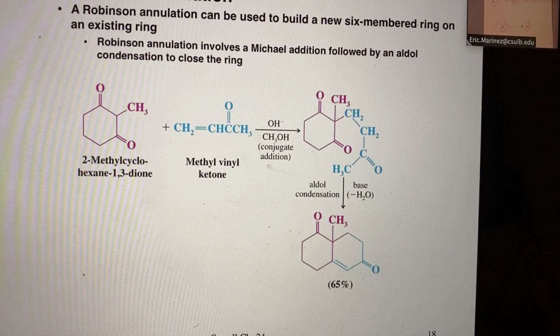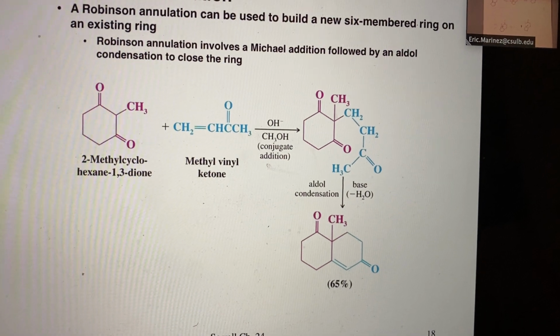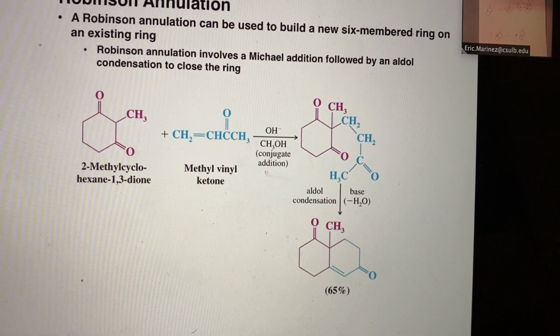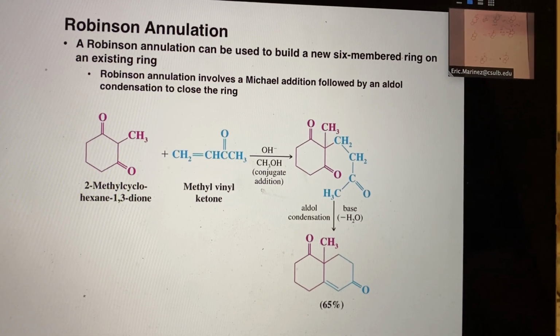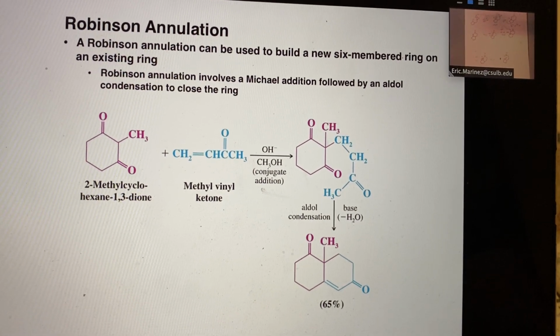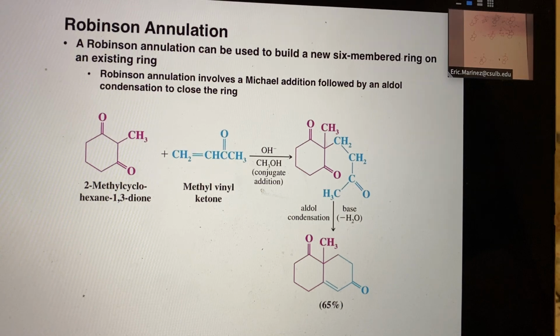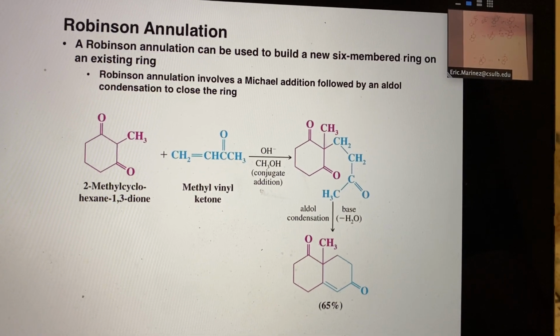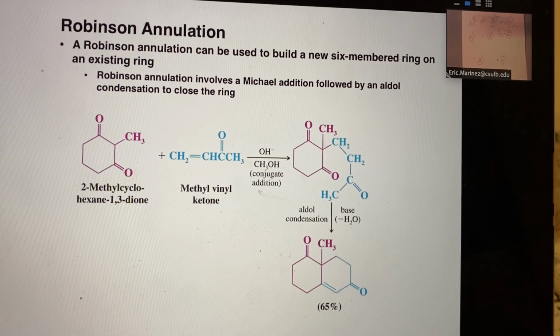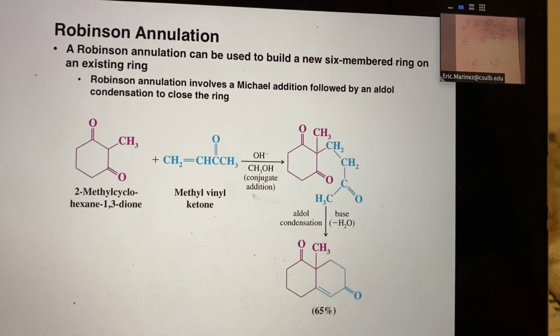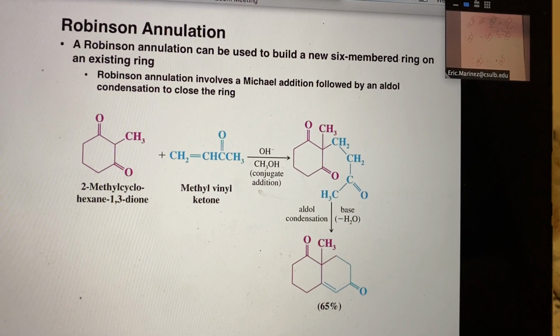Okay? So again, I'm not going to explain all the mechanisms to you because again, it's just a review of what we learned both today and yesterday. But I'll be candid with you guys. If I gave you guys something about Robinson annulation, it permits me to test you guys whether or not you understand both the Michael reaction mechanism as well as the aldol reaction mechanism. Okay, it's a big hint.